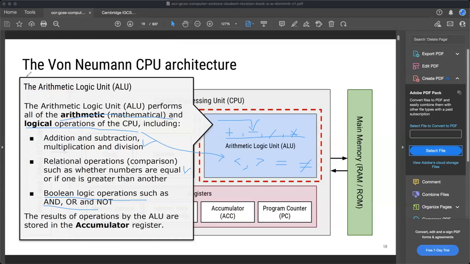Okay, so all these results by the ALU are stored in a place called the accumulator. Did you see this accumulator right here in the registers? So all the ALU calculations are stored in the accumulator. Got it? Write it down quick.